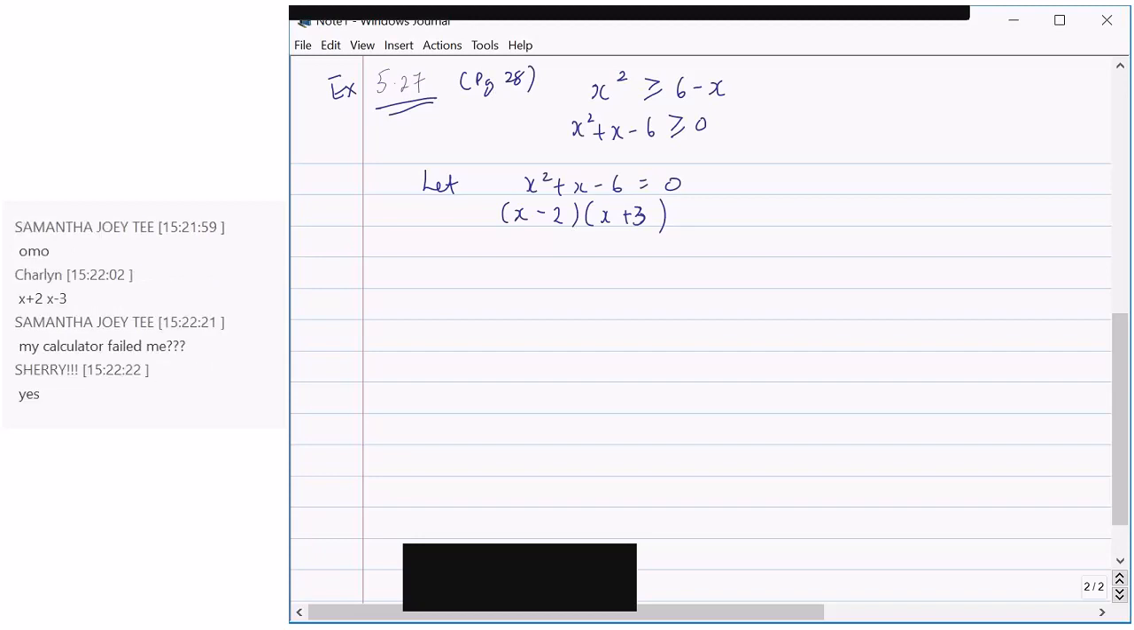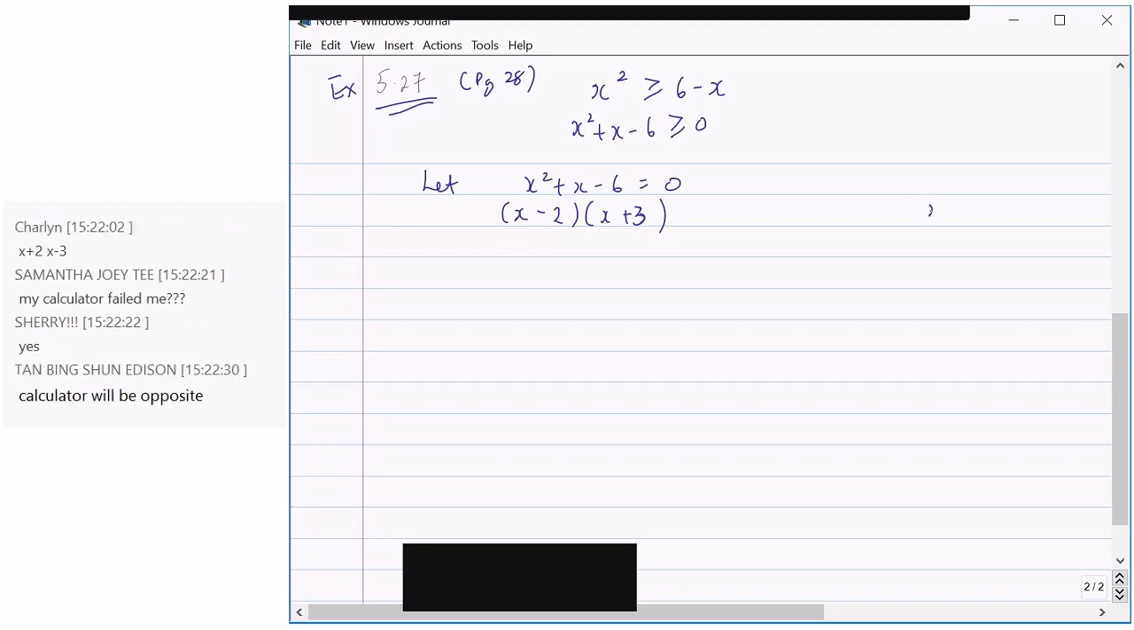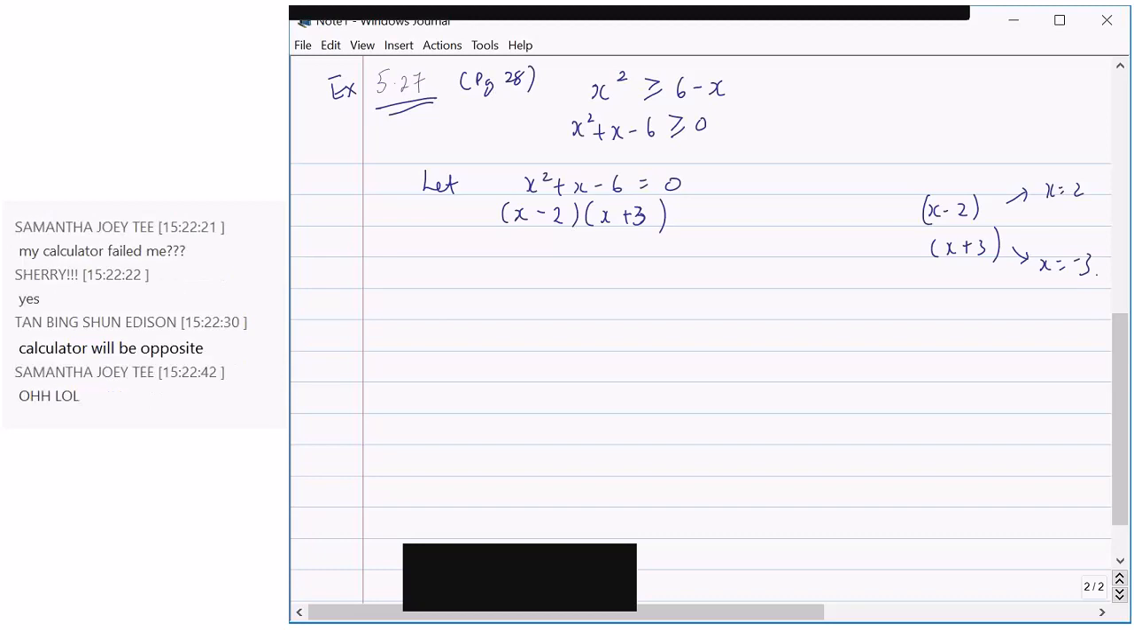No, your calculator never failed you. The calculator gives you the answer as 2 and negative 3. 2 and negative 3 in factor form should be written like that. This will give you x is 2. This will give you x is negative 3. This is a common mistake, because you over rely on the calculator. You don't know how to use your own brain to write it into factors anymore. So these are the factors. Be careful, okay?